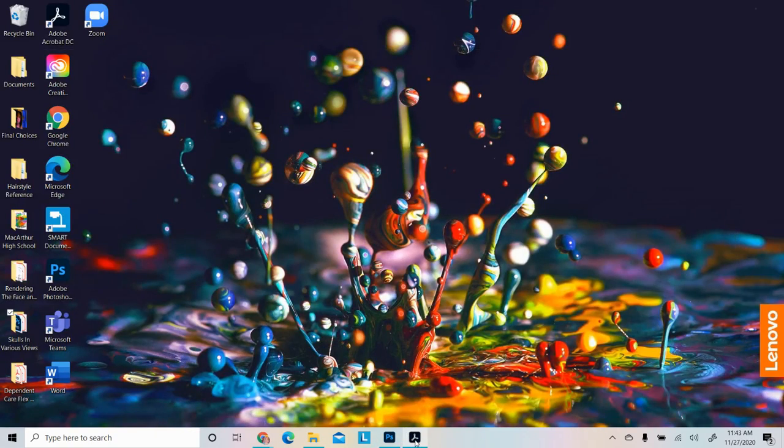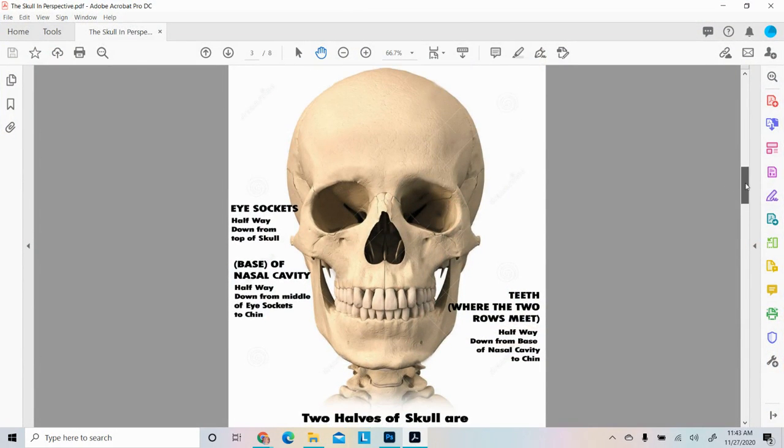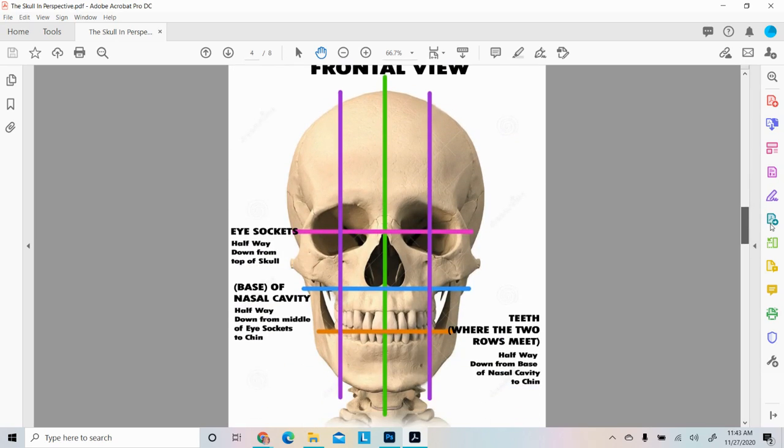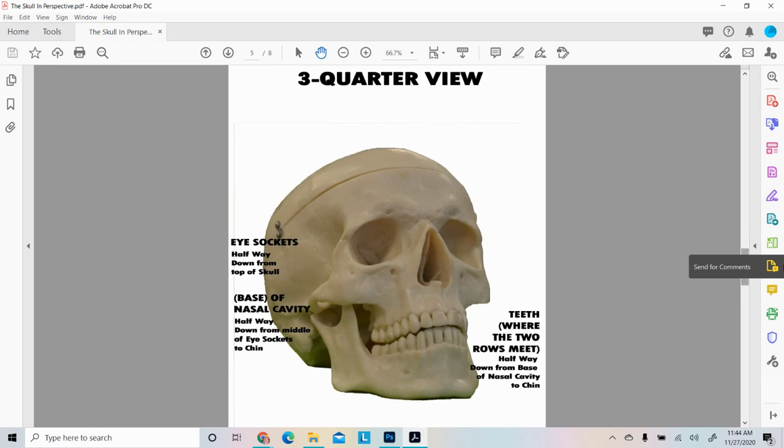That was the frontal view. And the next view that we're going to look at is a 3/4 view. Okay, so this one seems a bit more complicated, but the truth is the law of halves remains the same, and I'll show you in just a minute.